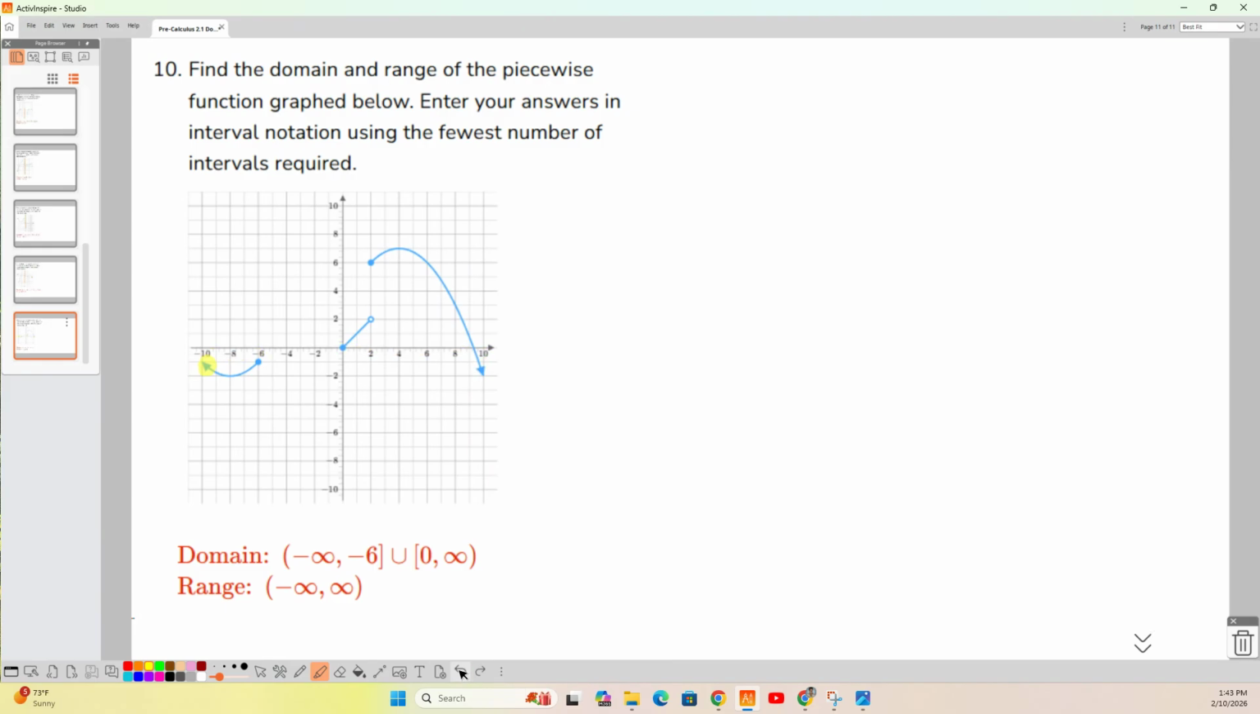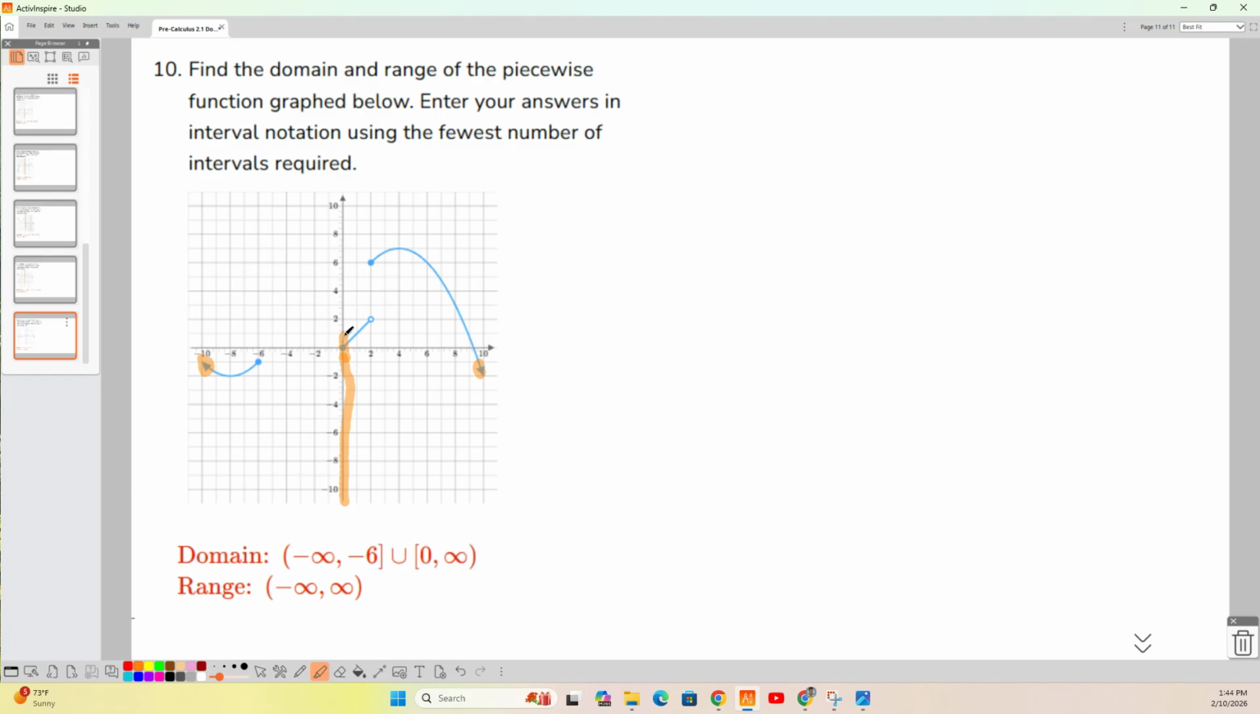And now let's do our range. So for the range, I see this arrow pointing upward. So I know that the y values are going to increase to infinity. And I see this arrow pointing downward. So I know that the y values will go down to negative infinity. So we're going to start at negative infinity, go up, graph exists, graph exists, graph exists. So over here, the graph exists for y's between negative 1 and 0.